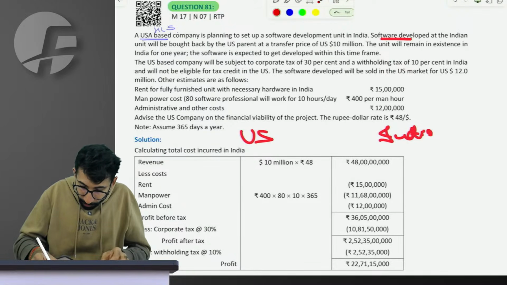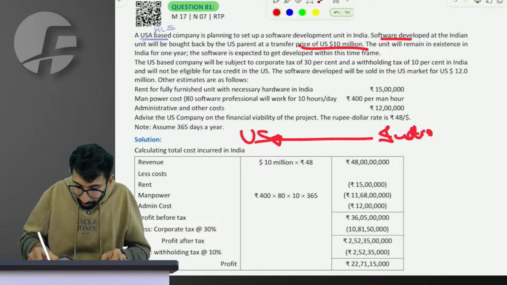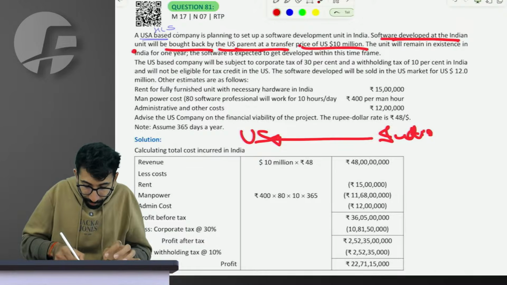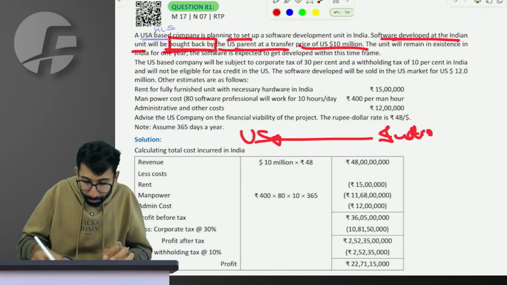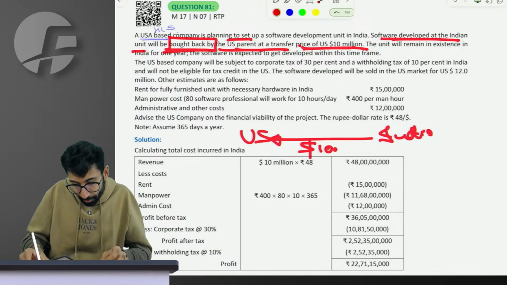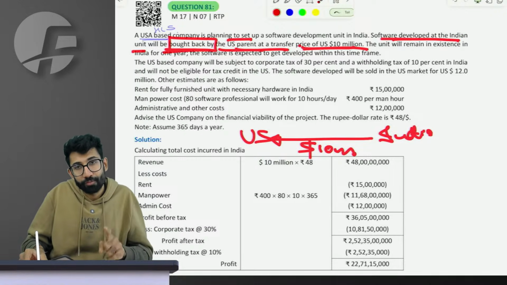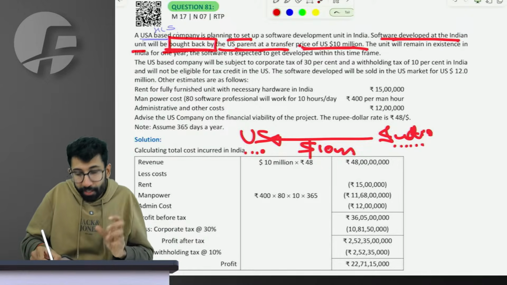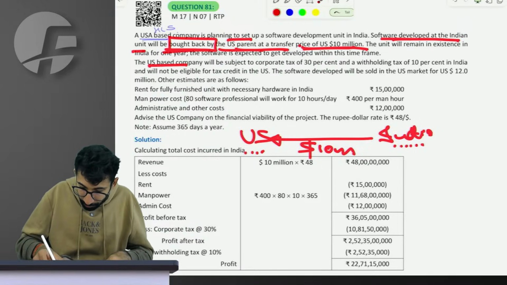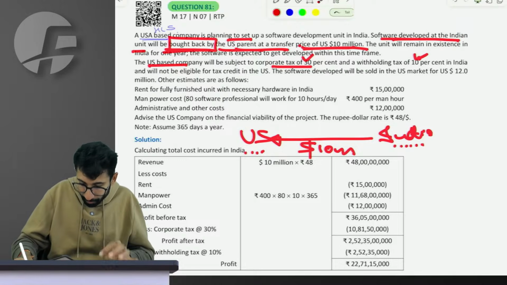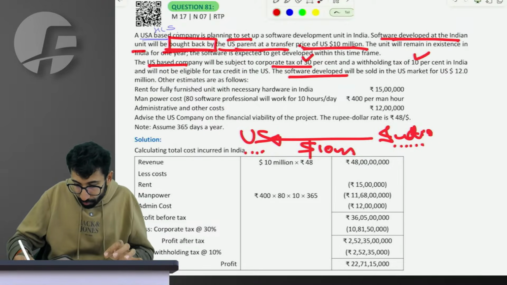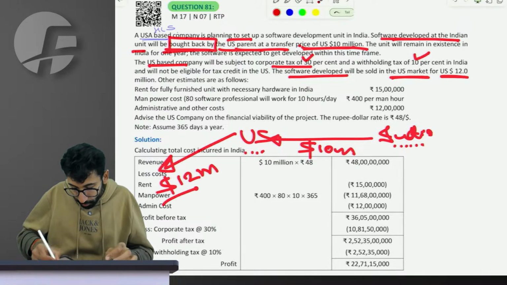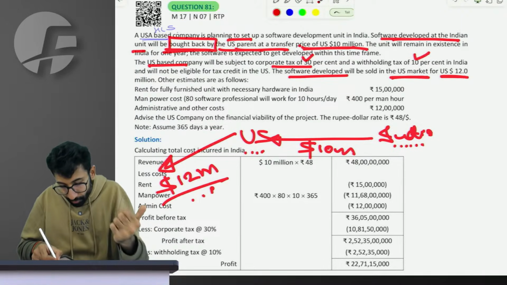The Indian unit will develop the software. The software developed at the Indian unit will be bought back by the US parent at a transfer price of $10 million, and the software will be transferred by the Indian entity to the US entity. US based companies are subject to 30% corporate tax rate, 10% withholding tax rate. The software will be sold in the US market for $12 million.